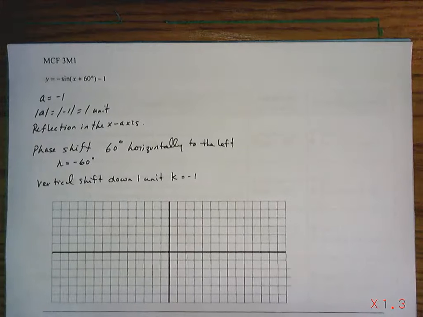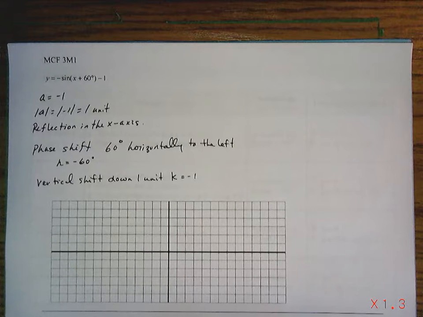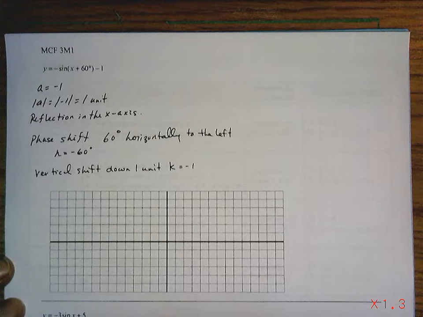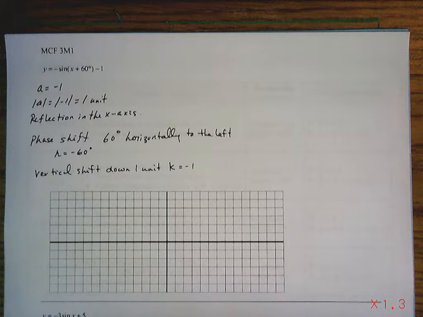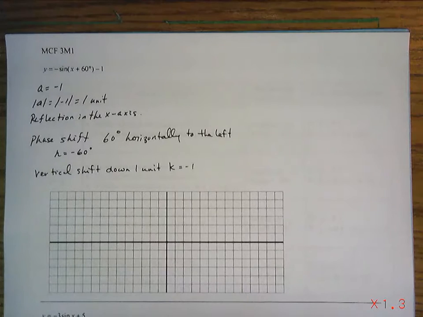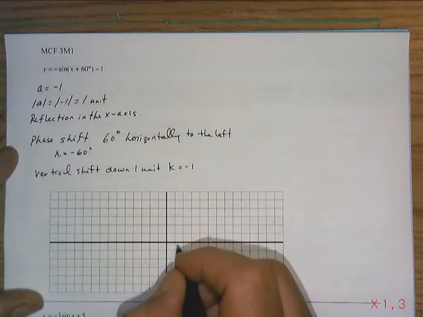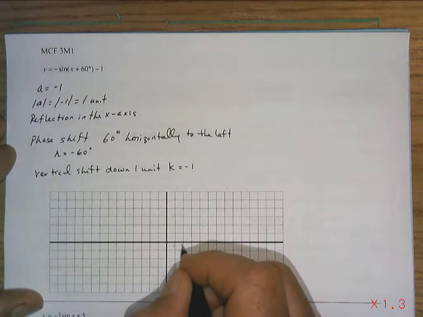Okay, so how would I graph this? Well, what I would do is I would say to myself, okay, I've got a reflection, I've got a shift horizontally, and I've got a shift vertically. Personally, I think I'm going to do this in 2 steps. So I'm going to first graph 30, 60, 90.